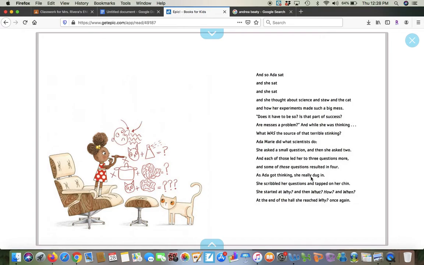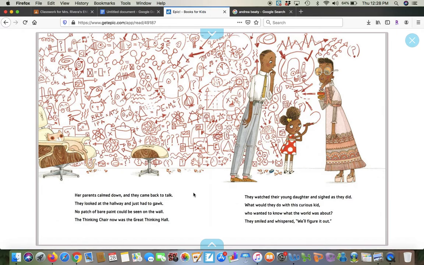As Ada got thinking, she really dug in. She scribbled her questions and tapped on her chin. She started at why, and then what, how, and when. At the end of the hall, she reached why once again. Her parents calmed down and they came back to talk. They looked at the hallway and just had to gawk. Wow, look what she did to the hallway. Look how she wrote on the whole wall. No patch of bare paint could be seen on the wall. The thinking chair was now the great thinking hall. They watched their young daughter and sighed as they did. What would they do with this curious kid who wanted to know what the world was about? They smiled and whispered, "We'll figure it out."